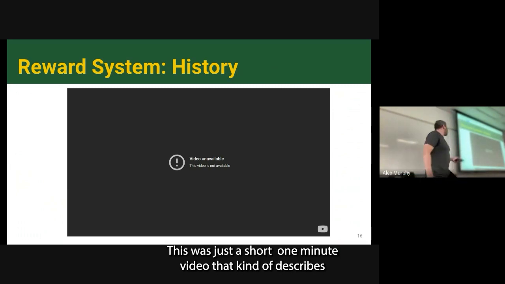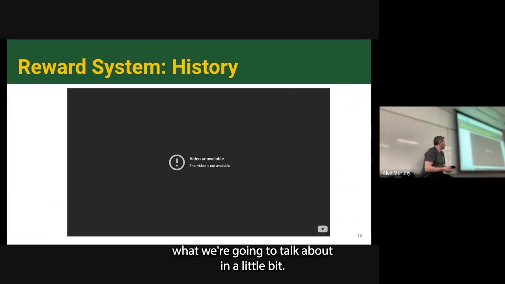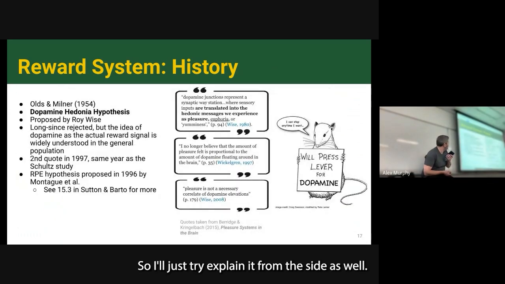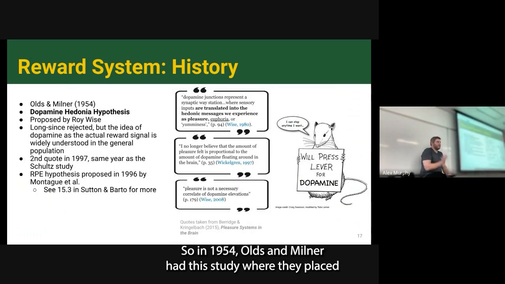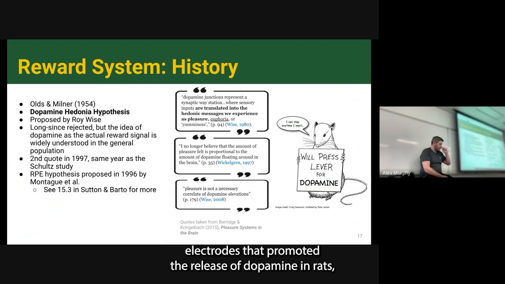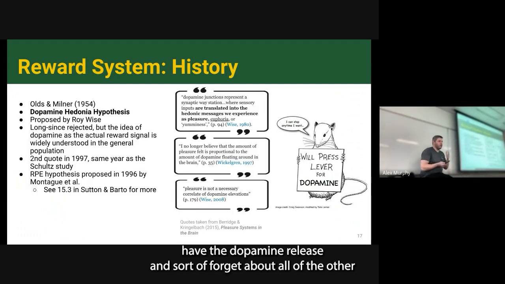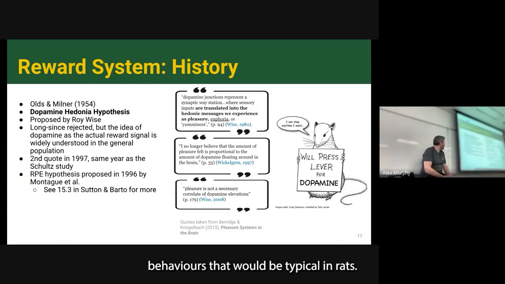This is just a short 1-minute video that described what we're going to talk about in a little bit. This 1950s study of rats, so I'll just try and explain that one from this slide. In 1954, Olds and Milner had this study where they placed electrodes that promoted the release of dopamine in rats, and they found that when a rat would press the lever, there would be a hit of dopamine, and the rats became pretty obsessive about it. They would not eat. They would only want to consistently go and press the lever and have the dopamine release and forget about all of the other behaviors that would be typical in rats as well.